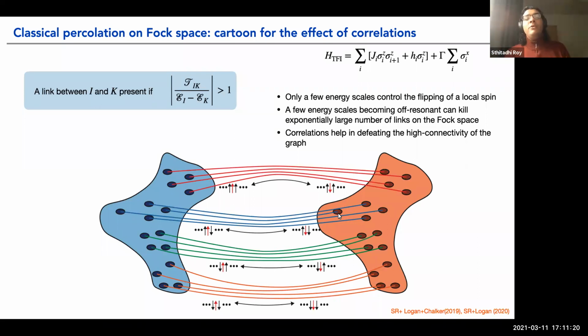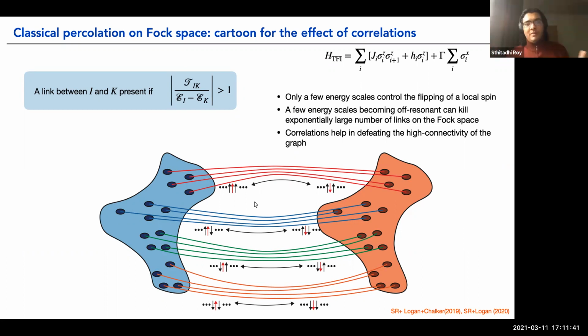So that is something you can make off resonant even in the thermodynamic limit, because in order to freeze this particular spin, you only need to make an order 1 number of energy scales off resonant, which is something you can do in the thermodynamic limit. And this is how correlations actually help in defeating the high connectivity of the graph.